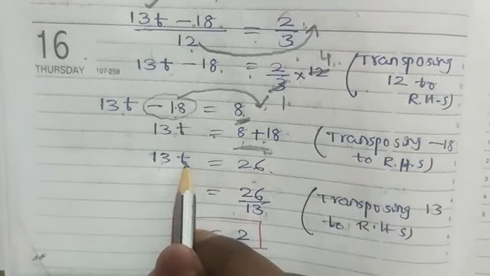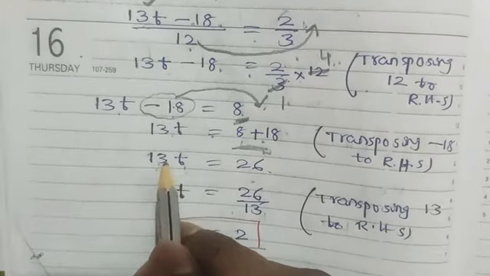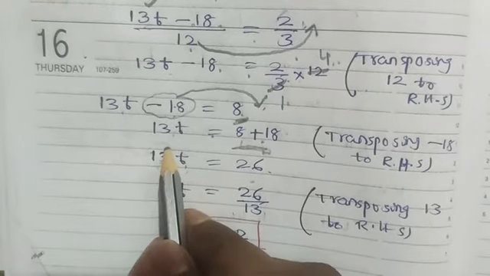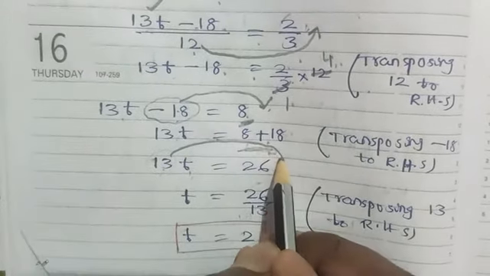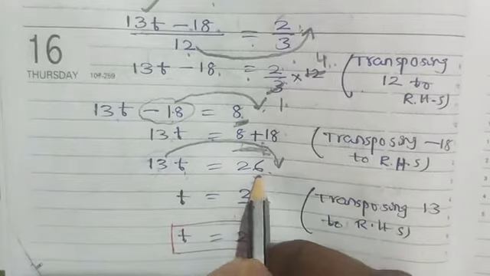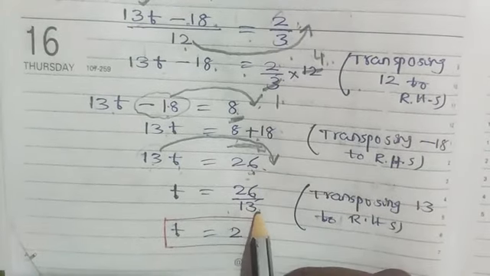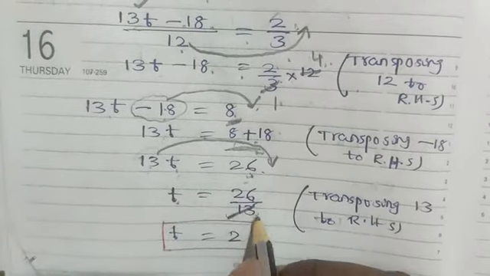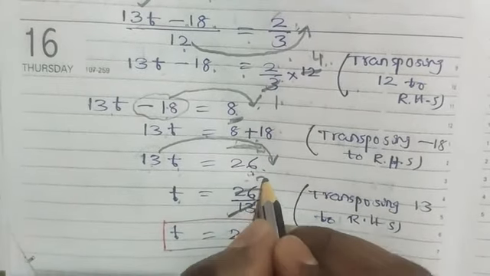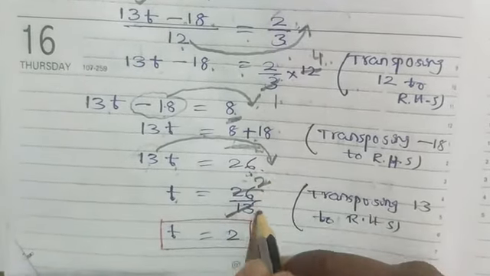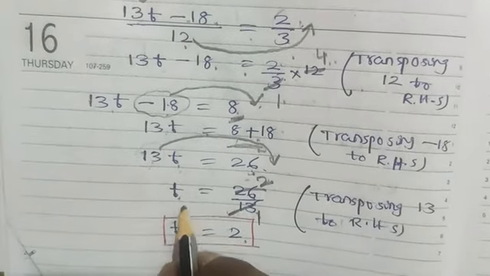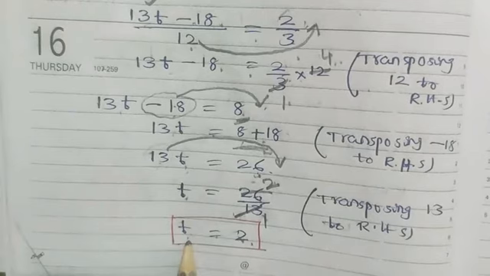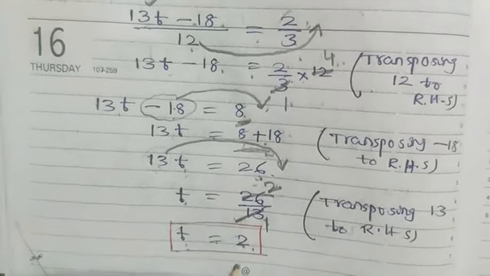13t means 13 into t, but you want only t. You don't want this 13. So 13 is multiplying; if you transpose it to the RHS, it will divide the 26. So 26 divided by 13 is equal to t. From the 13 table, 13 one time is 13, 13 two times is 26. So 2/1 is nothing but 2, which is equal to t. So t is equal to 2. T is the unknown, and that unknown value is 2 only.